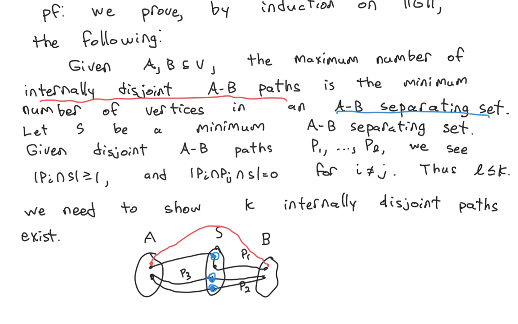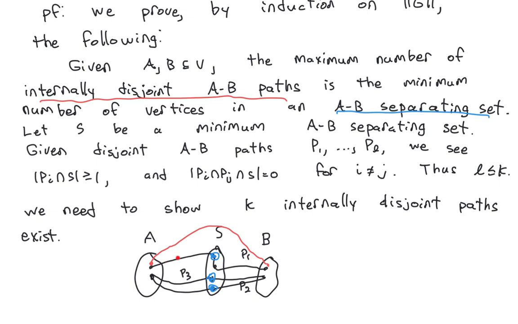So this tells us that the number of internally disjoint paths we found was at most the size of the separating set. So this tells us that it's not possible for the maximum number of internally disjoint AB paths to exceed the size of the separating set. Now we need to show that there's equality, namely that if S has size K and is the minimum separating set, then there must be at least K internally disjoint paths.